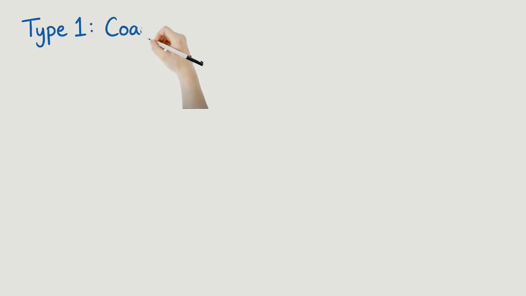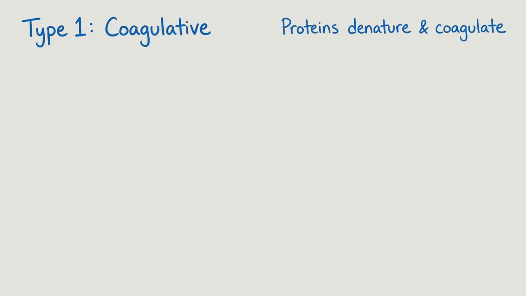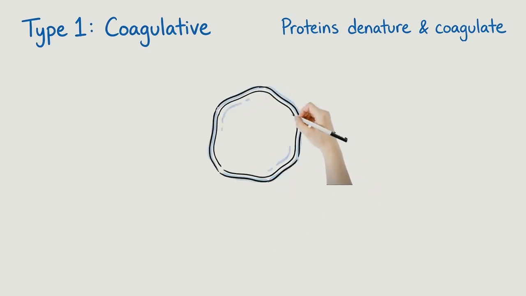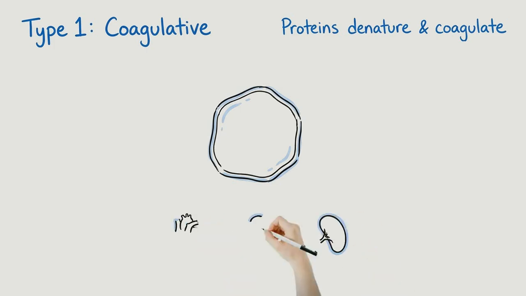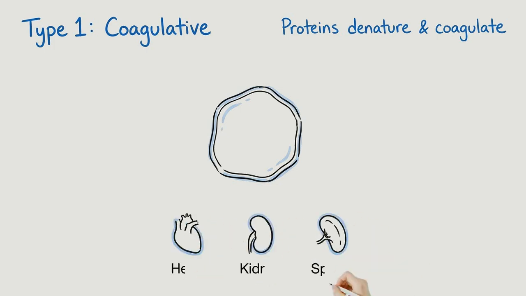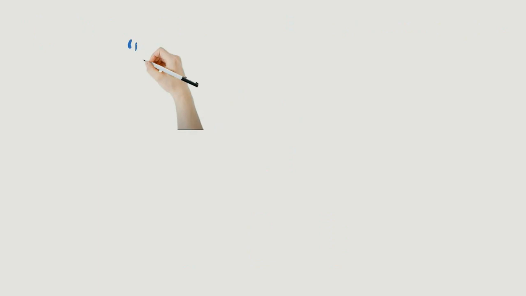Type 1 is coagulative necrosis. This is the default. When any solid organ loses its blood supply, proteins denature and coagulate. The cell's structural outline is preserved, so under the microscope you can still see ghost-like cell borders, but the nucleus is gone. The classic example is myocardial infarction. Heart, kidney, and spleen infarcts are all coagulative.